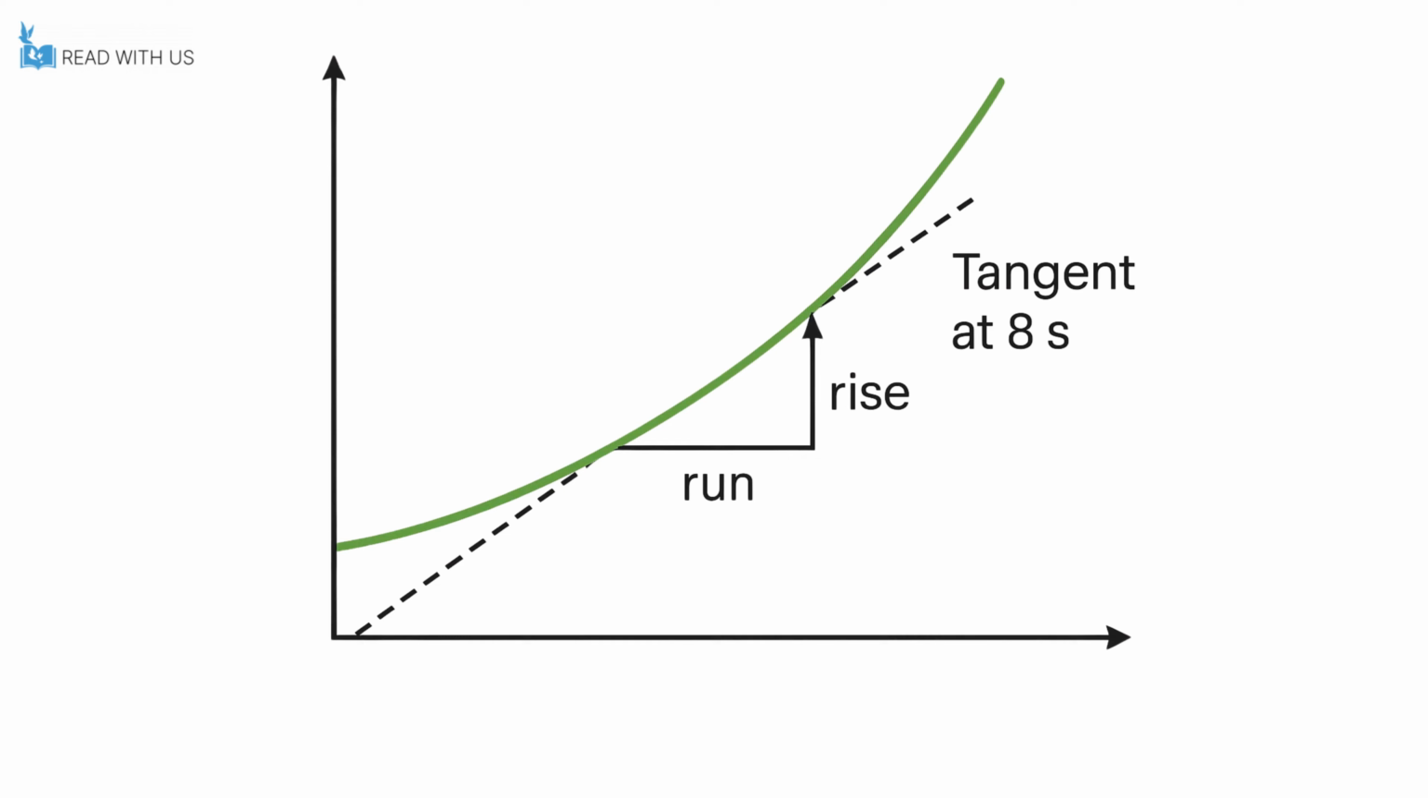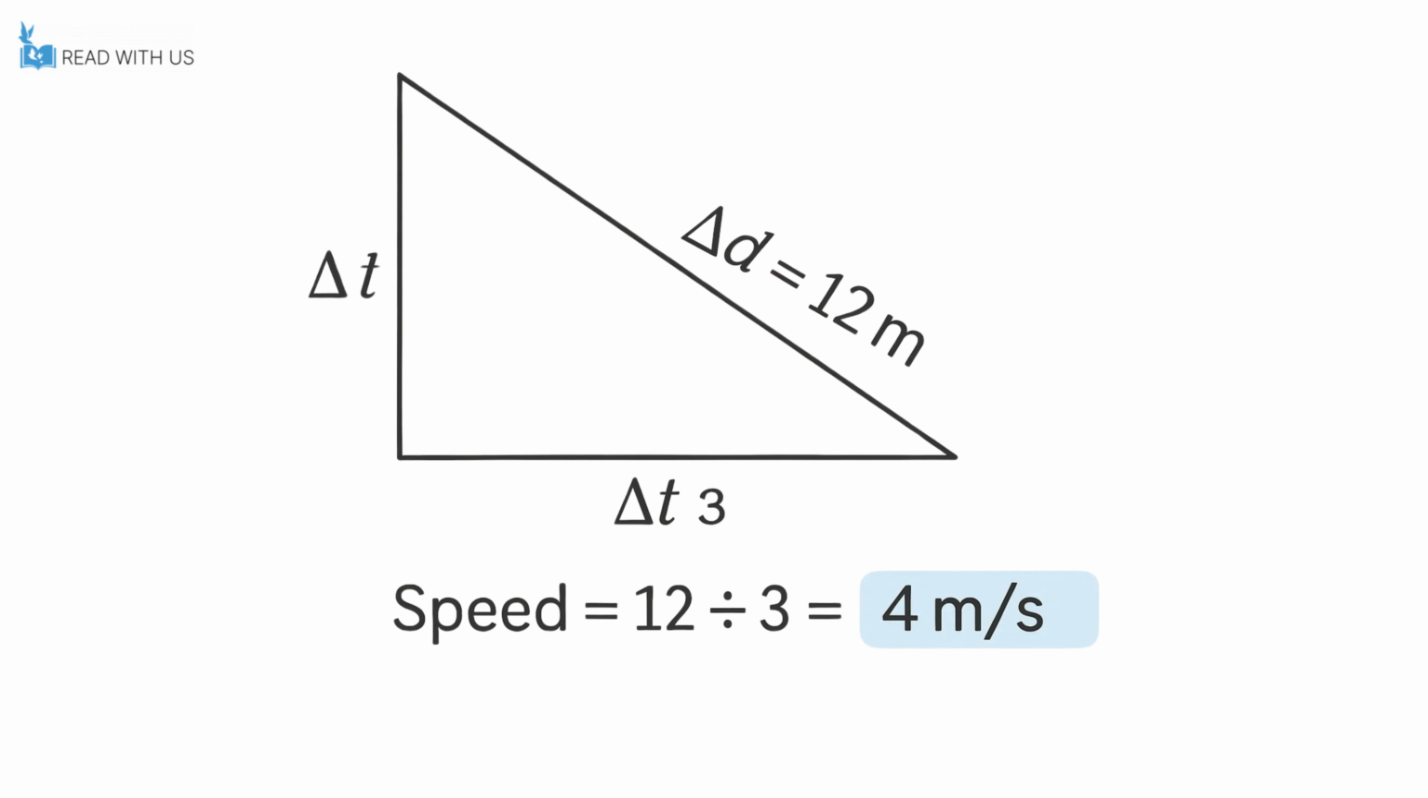We can then pick 2 points on that tangent, measure the change in distance, and divide by the change in time. For example, if the change in distance is 12 meters and the change in time is 3 seconds, the speed will be 4 meters per second.